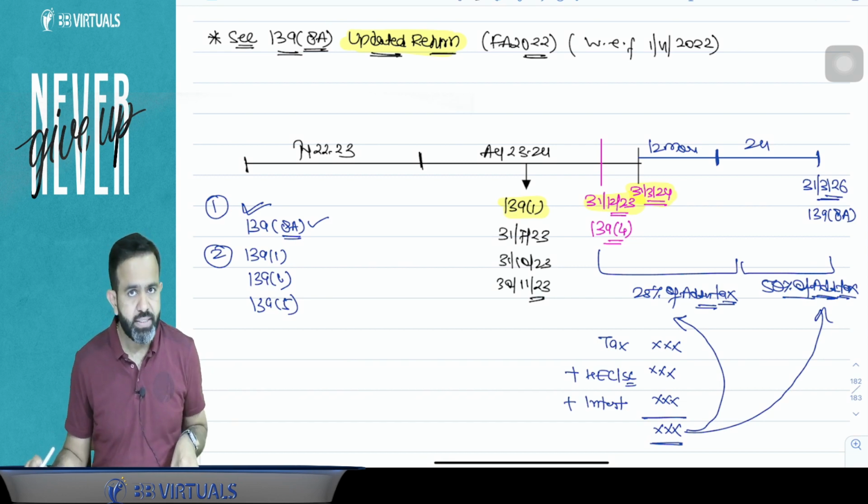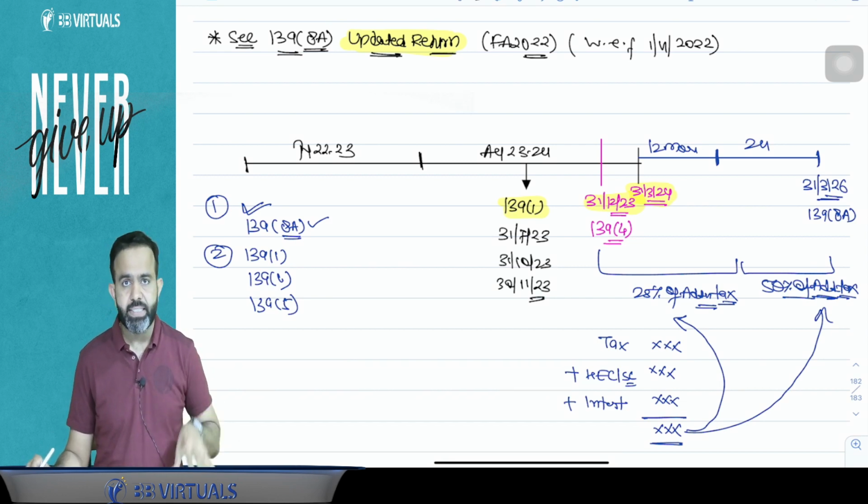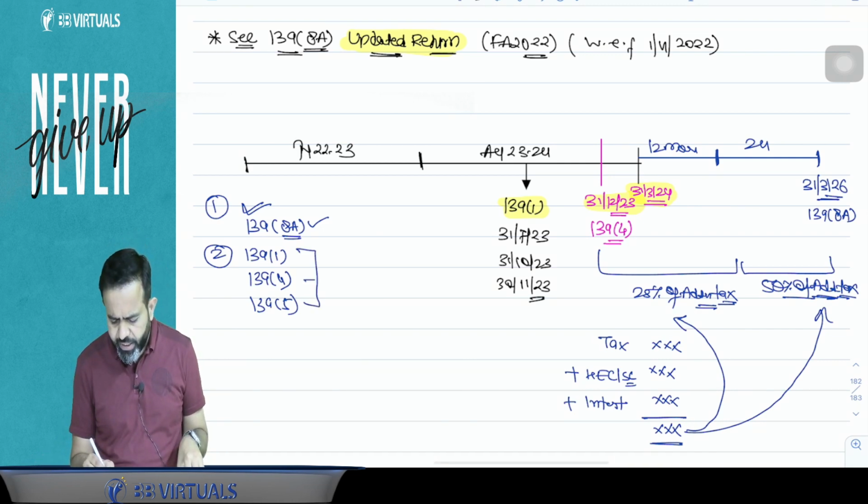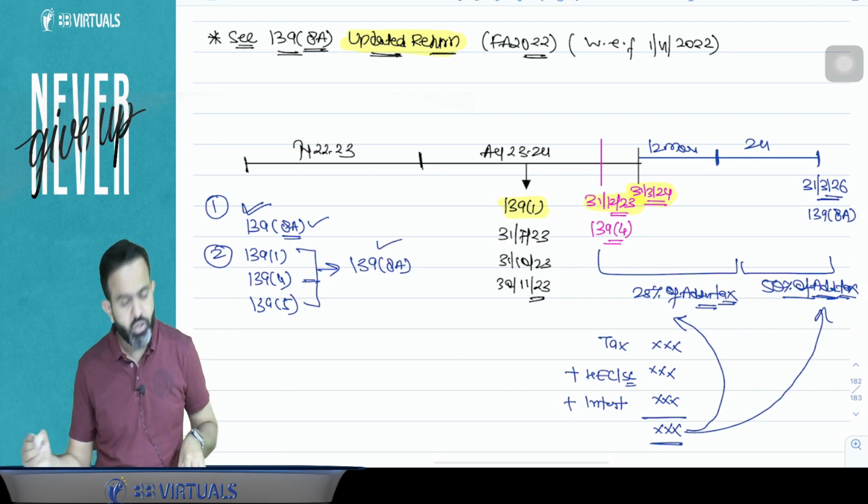139.1 was normal return, 139.4 belated return, 139.4 revised return. You already filed the return earlier and now you want to make the updated return. Can you file the updated return? Answer is yes, you can file the updated return, no issue at all.